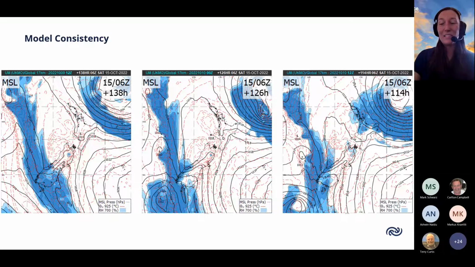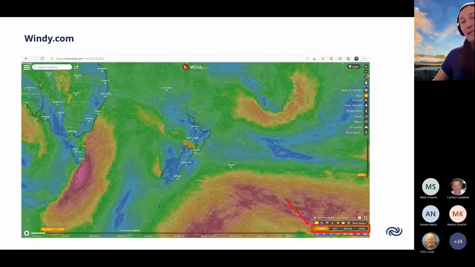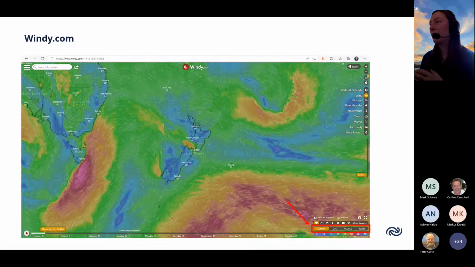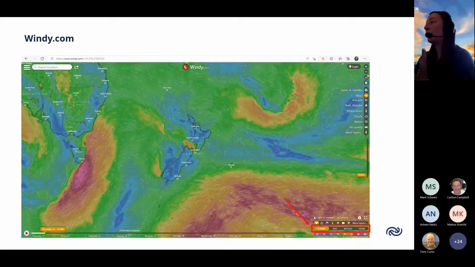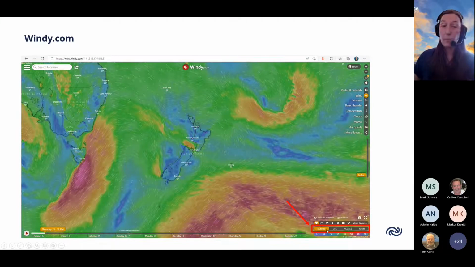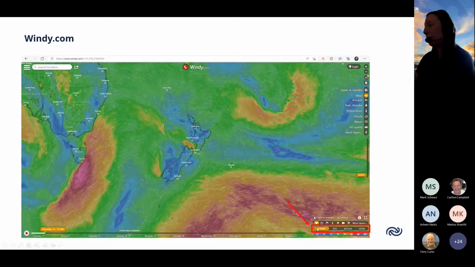Cool. The next thing I wanted to mention briefly was Windy. Windy is fantastic. It's visually very easy to look at. When you're on Windy, down in the bottom right hand corner, you have the ability to choose the model that you want. There is the EC model down here, as well as the GFS, which are the 2 that we use at Met Service, the GFS being a coarser resolution than the EC.